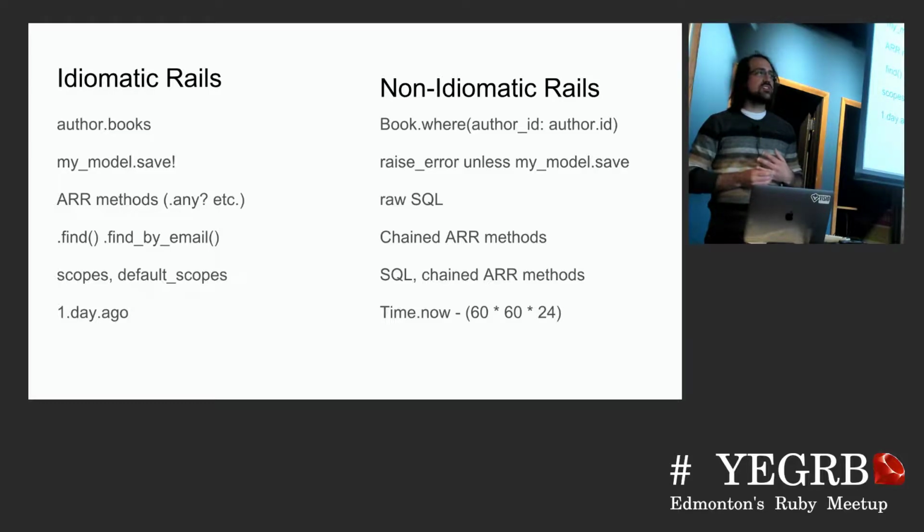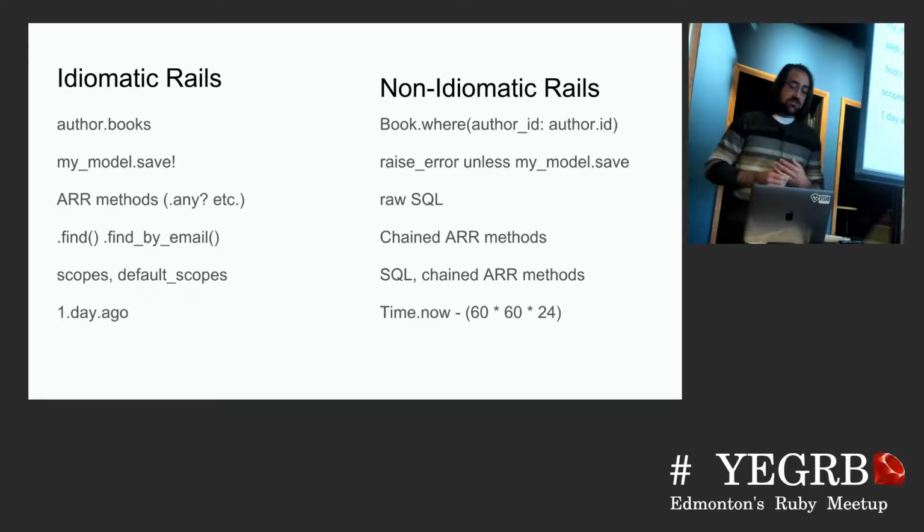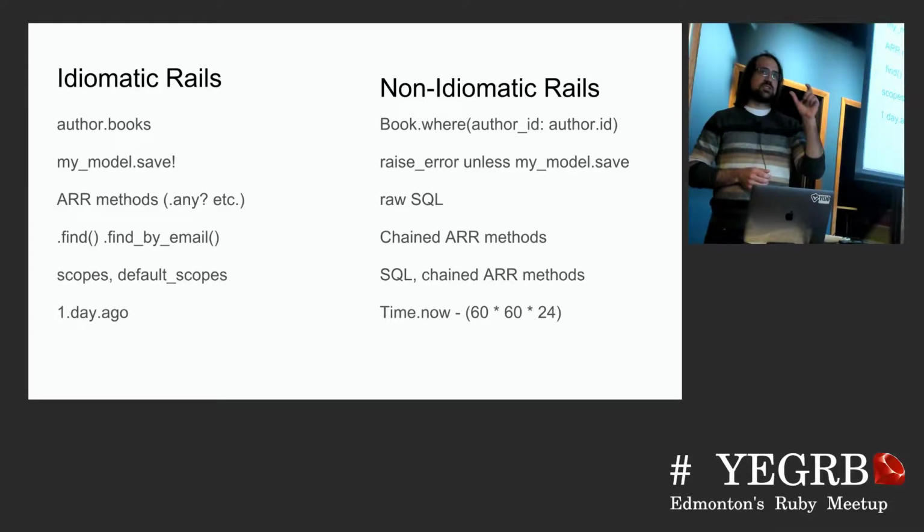Likewise, there's scopes introduced in Rails, which are essentially a good way of storing active record queries or components of queries, I suppose. And we also have default scopes. A really common one is a soft delete, where we have a deleted column, and then your default scope is to where the object hasn't been deleted yet. And the non-idiomatic way, again, is to use SQL or chained active record relation methods.